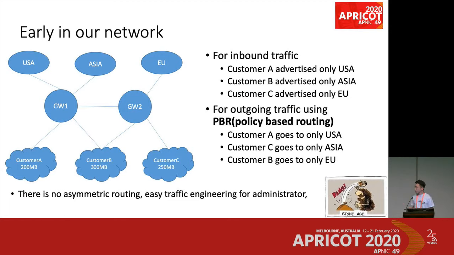For outgoing traffic, we used policy-based routing. Policy-based routing is very weird: we don't use our routing table. So in this case, there is no asymmetric routing. For example, for customer A, outgoing traffic goes through USA and incoming traffic also goes through USA. It's easy for traffic engineers, but it's very wrong for us, because when customer A wants to connect to Asia, it may take 300 milliseconds.